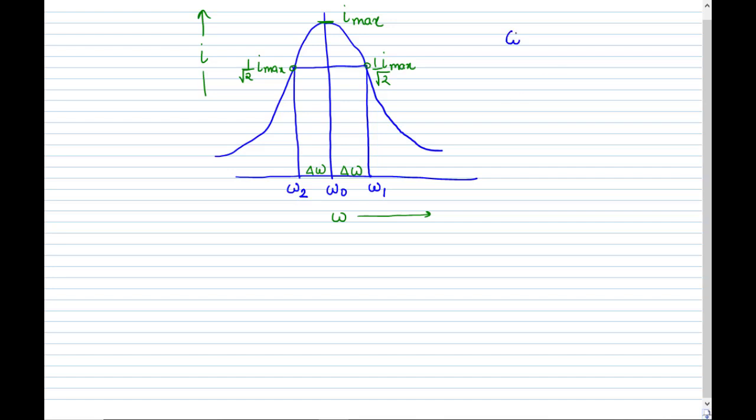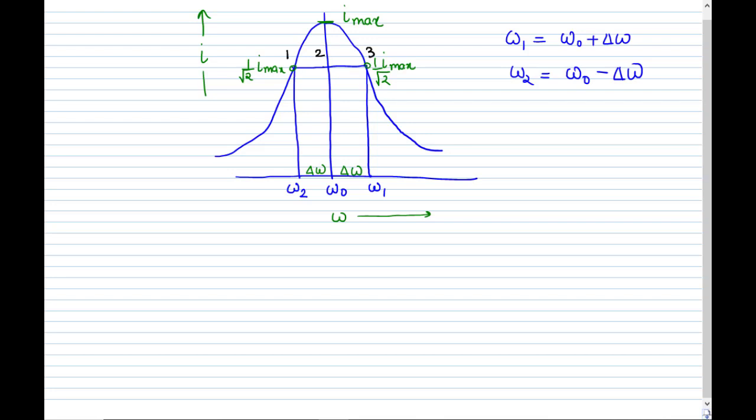So that is why we have written omega 1 as omega naught plus delta omega, and omega 2 as resonance frequency omega naught minus delta omega. So these are the 2 points, and the difference between these 2 points, if you go from omega 2 to omega 1, or from omega 1 to omega 2, that distance is known as the bandwidth. This is point 1, this is point 2, and this is point 3.